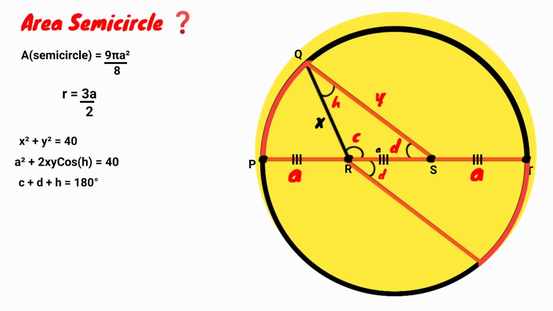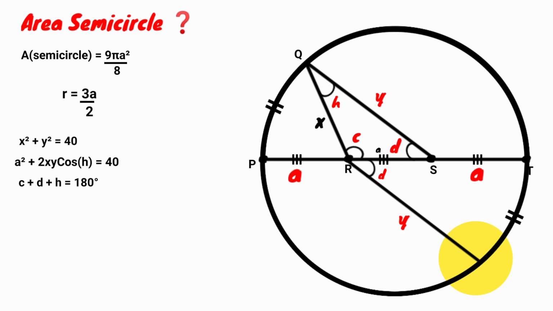Therefore, the two arcs are congruent. Hence, this side and this are also equal. So since this is y, this must also be y. Call this point V. From point V, draw a line segment to this point S.